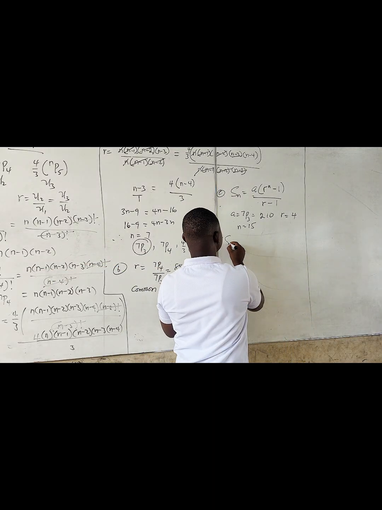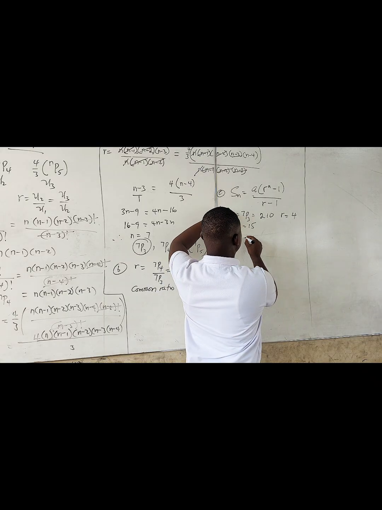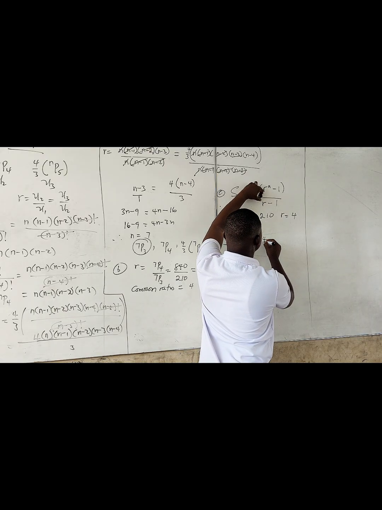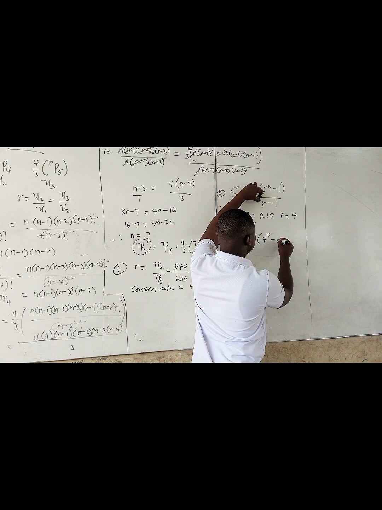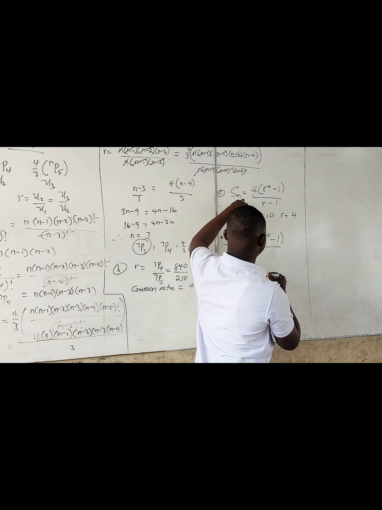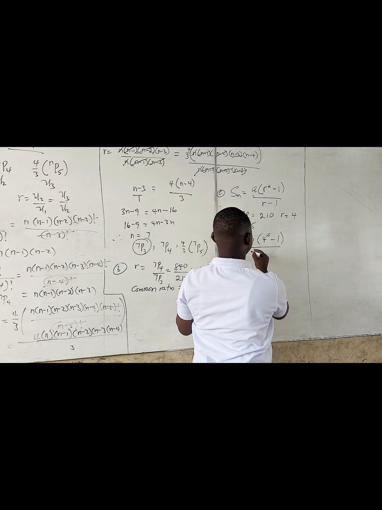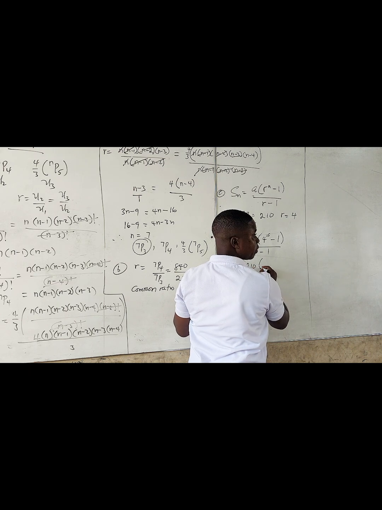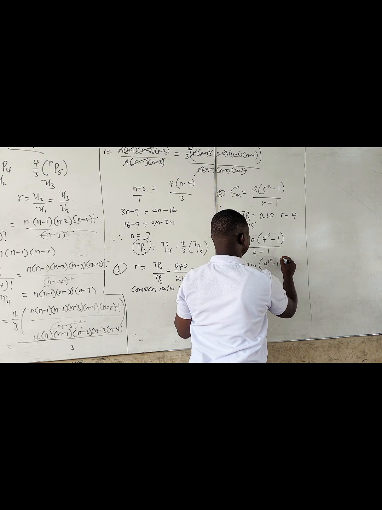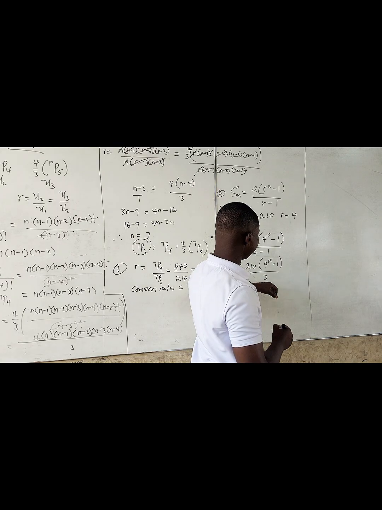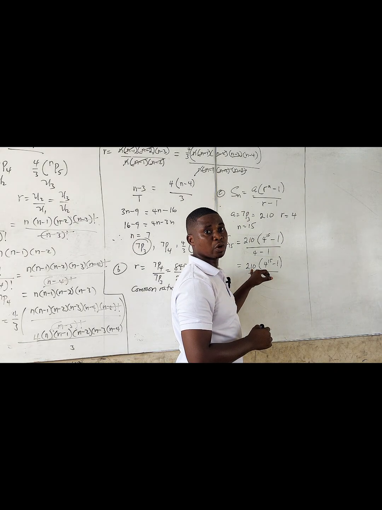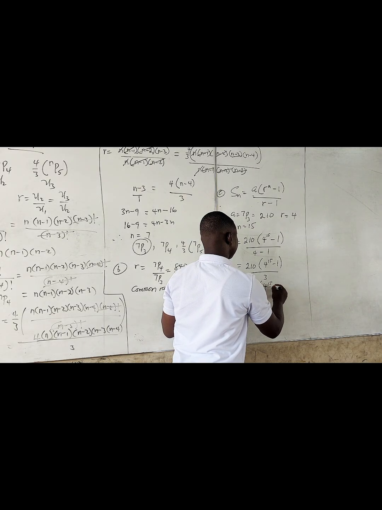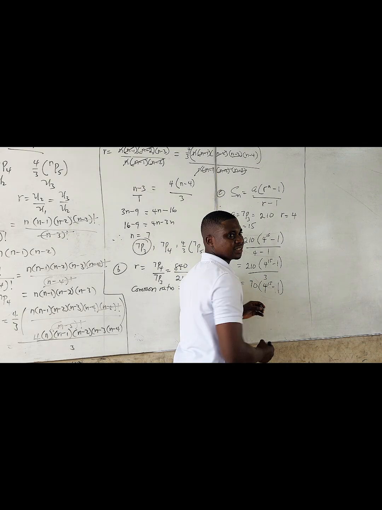So we have our S15 is equal to 210 into bracket, our r is 4 to the power 15 minus 1 all over our r, which is 4 minus 1. So we have 210 into bracket 4 to the power 15 minus 1 all over 3. But even 3 can go into 210, 70. So we can have 70 into bracket 4 to the power 15 minus 1. And the rest is calculator work.